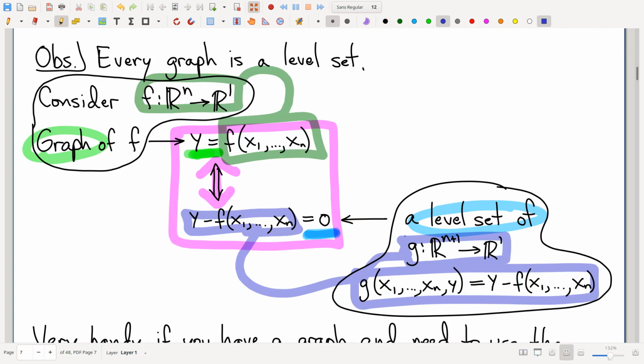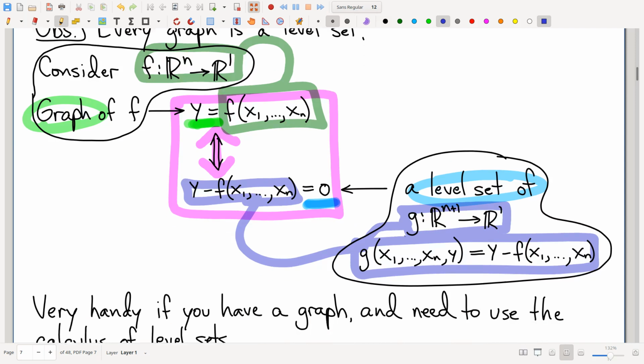It's very important that when you do this conversion, you identify what your new function is. Notice it has more input variables. f was a function of merely n input variables, x1 through xn. This new function, whose level set we're looking at, has all of those n variables and y also as an input variable. So, very, very different functions, but this converts you from one to the other.